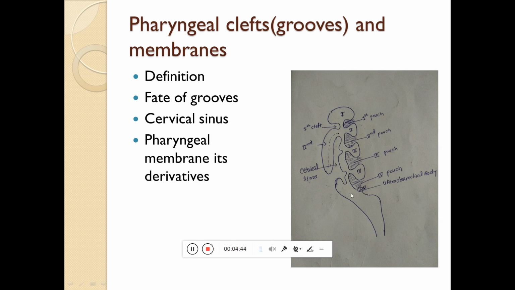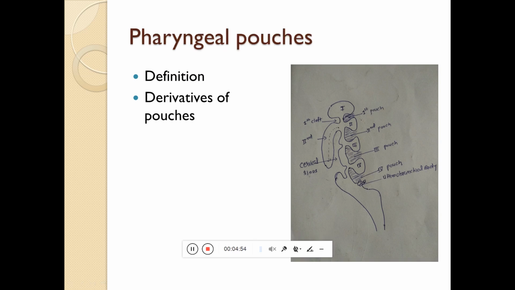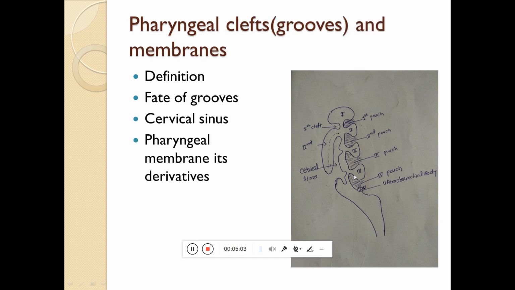They are developing from the inside. Sorry, clefts or grooves are outside; these were the pouches of the pharyngeal arches. Now we'll discuss the pharyngeal clefts or grooves. They are outside.